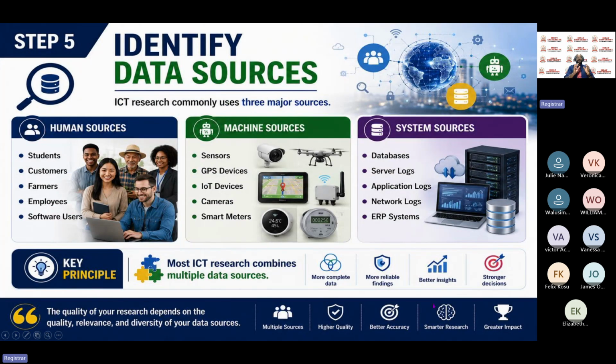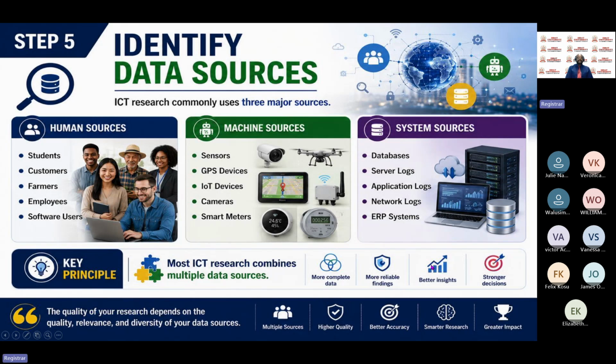Now, when we go to step 5, identify data sources. Basically, in ICT research, there are three common sources, and this is important. The three major sources in ICT research: one is human resources, because without customers, without human interface, we don't need these things. Then the machine sources, and the system sources. So basically, your ICT research will be a combination of three: human source, machine source, and system source.